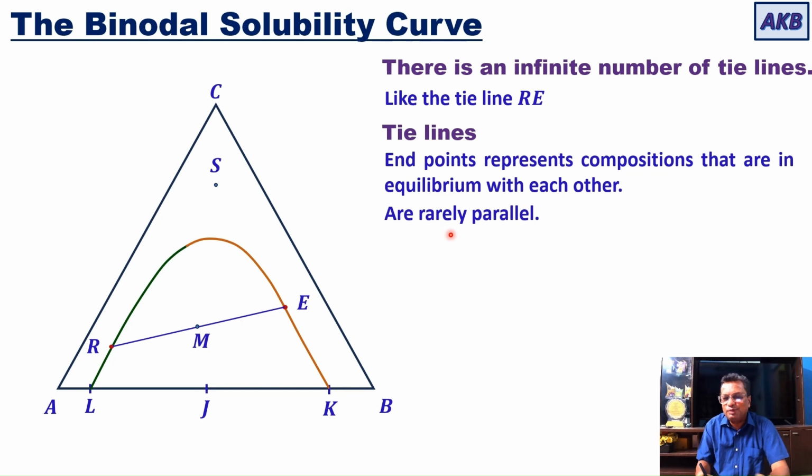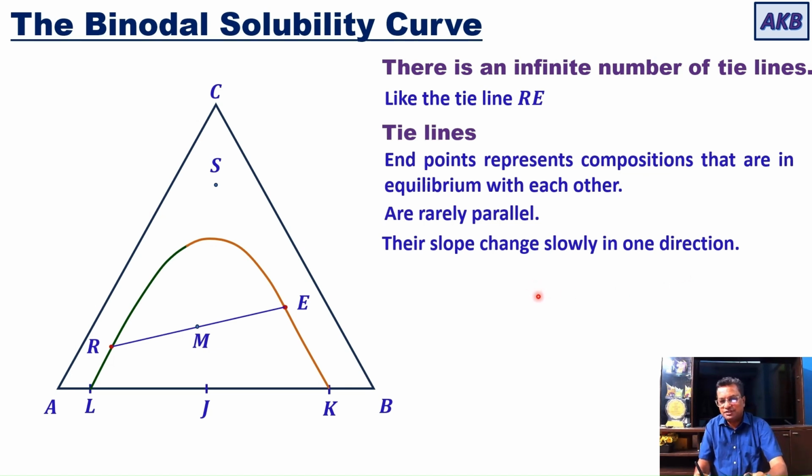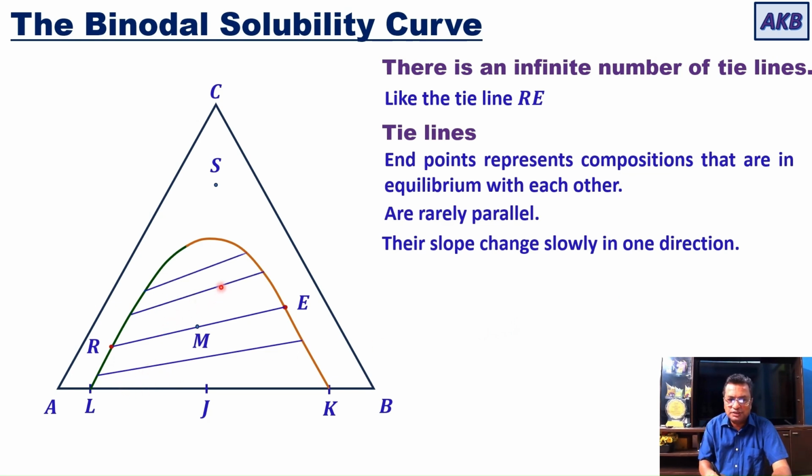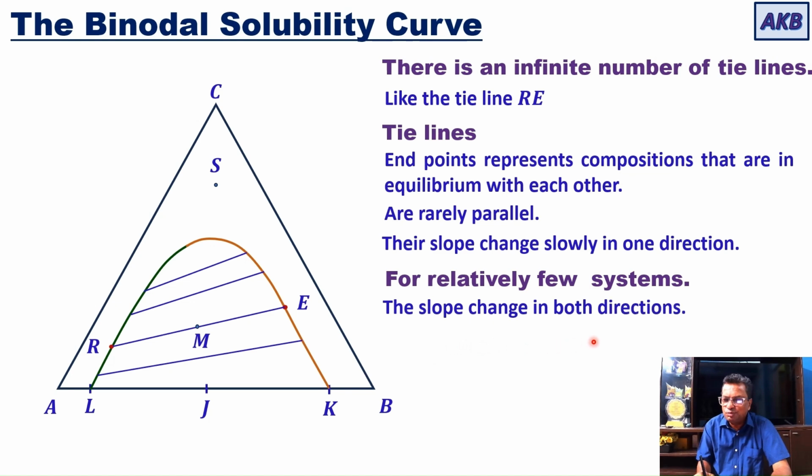That is, mostly they will not be parallel with each other. Their slope changes slowly in one direction. For example, in the tie lines I have shown, you can see the slope of the tie line is changing in one direction only. That is very common. But for relatively few systems, the slopes change in both directions. That means some tie lines will have slope in one direction, whereas the remaining tie lines may have slope in the other direction.